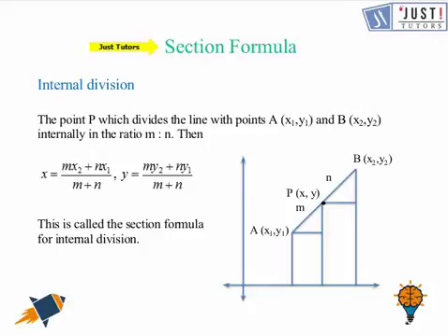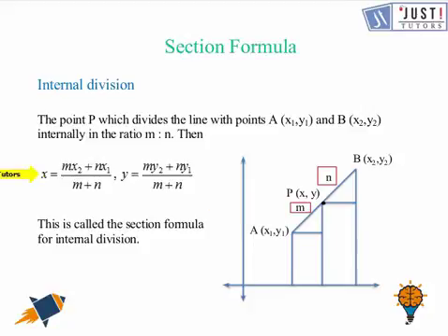Let's begin with the section formula here. In the section formula, first let's have a look at internal division. What will happen if a particular line segment is divided internally? Here the point P, which is represented by x comma y, is dividing the line AB, which is represented by x1, y1 and x2, y2 respectively, in a particular ratio of m to n. Here in the picture I've marked it.